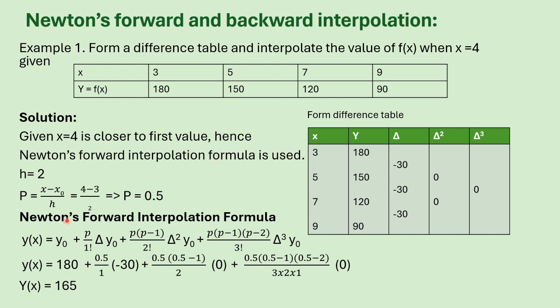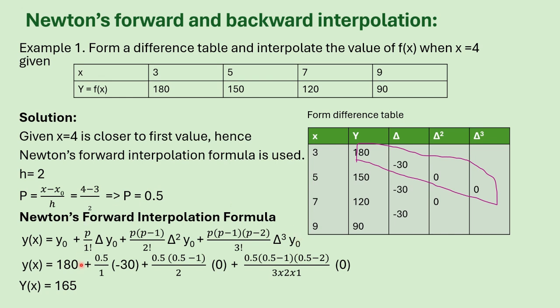Now let's put it in the formula. Newton's forward interpolation formula is y of x is equal to y naught plus p by factorial 1 delta y naught, plus p into p minus 1 by factorial 2, where factorial 2 is 2 into 1, delta square y naught, plus p into p minus 1 into p minus 2 by factorial 3, where factorial 3 is 3 into 2 into 1, delta cube y naught.